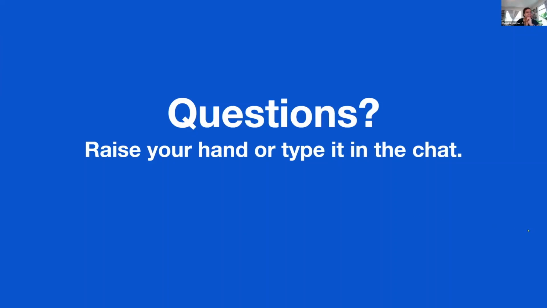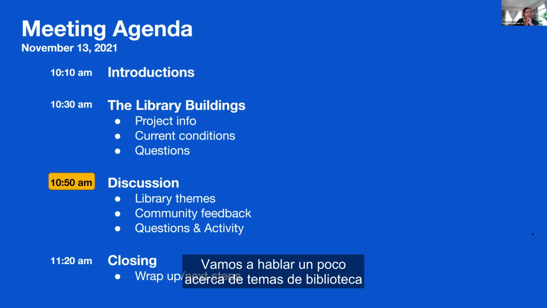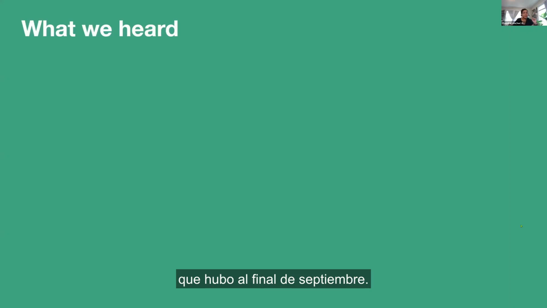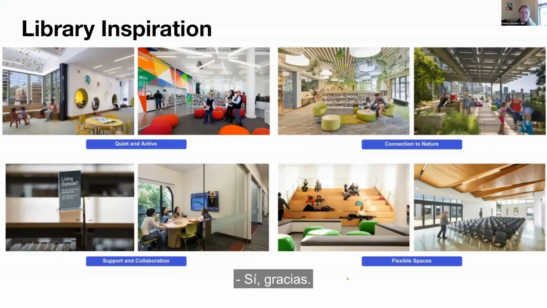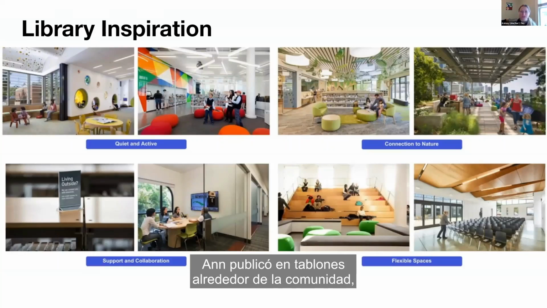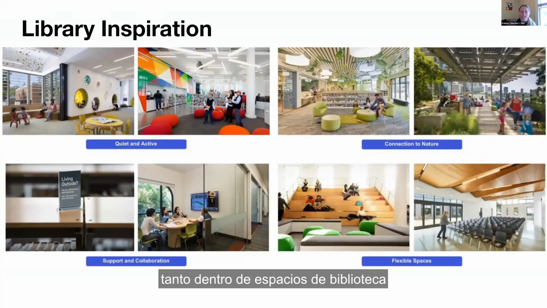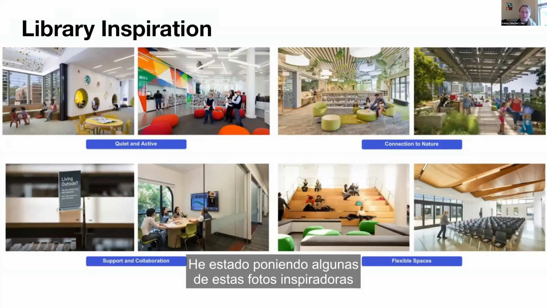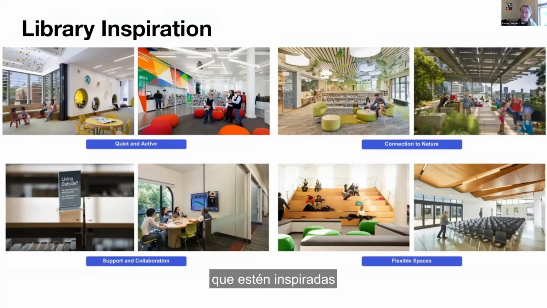Thank you, Liz. All right, we're going to talk a little bit about library themes that we heard in the previous community engagement meeting at the end of September. And I think, Kelsey, you're going to jump in on this one. Yeah, thank you. So in our last meeting, and posted at boards around the community, both within the library spaces and in community centers nearby, we've been putting out some of these inspirational photos for folks to be inspired by what a library space could be.